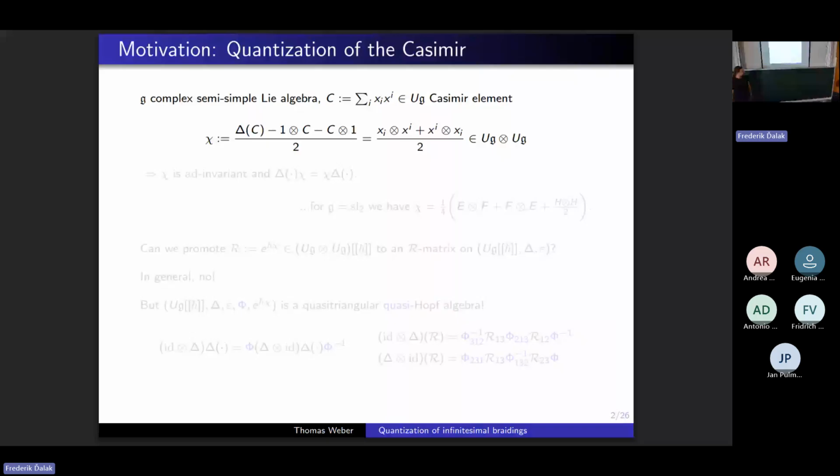What properties does this element have? First of all, it's an invariant element, and it commutes with the image of the coproduct. Very well, nice to have such an element. For example, in the easiest case, you can think of your Lie algebra as sl2, then your chi would read like this here.